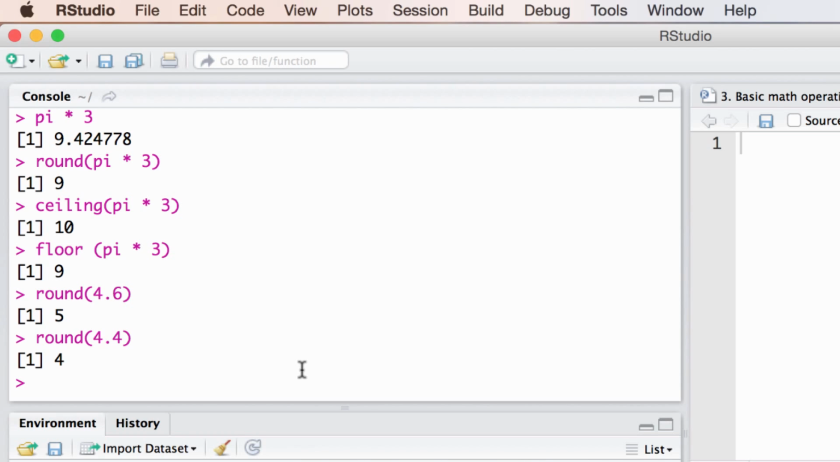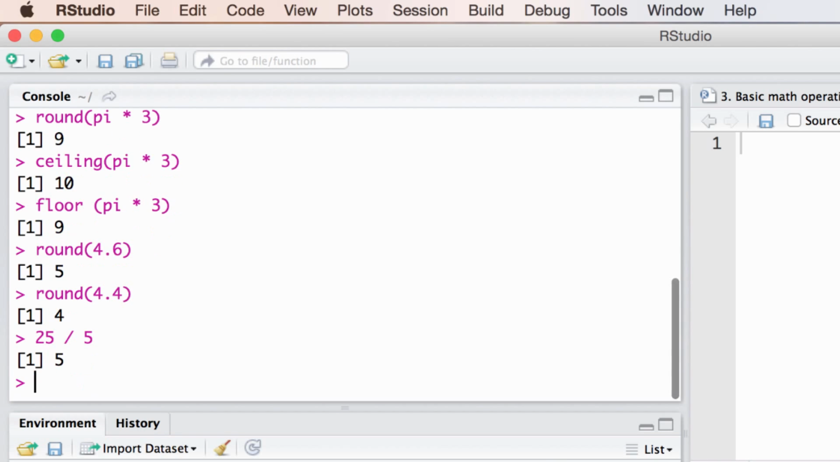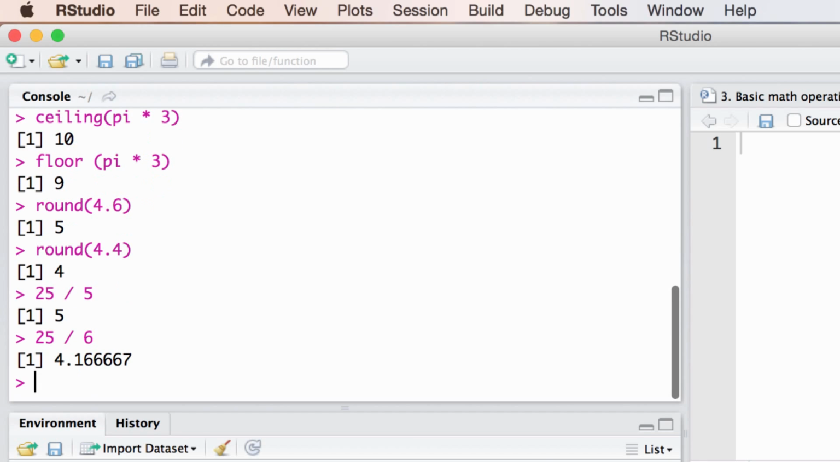I would like to introduce you to one more interesting operator that will be used to find the remainder and the quotient when one number is divided by another. For example, if I am going to divide 25 by 5, we know the answer is 5. By 6, it's going to give us a fraction.